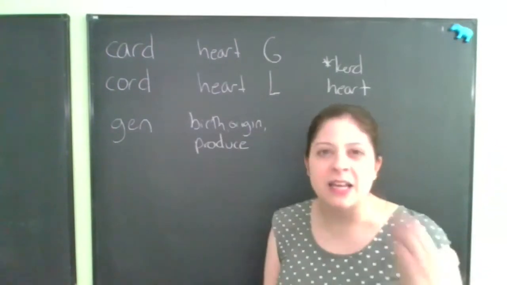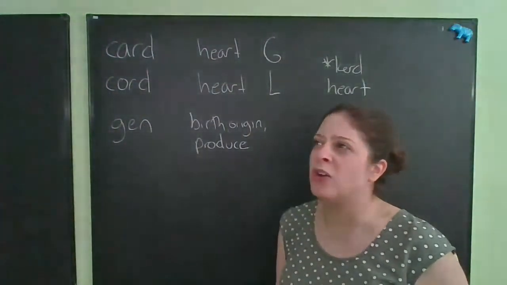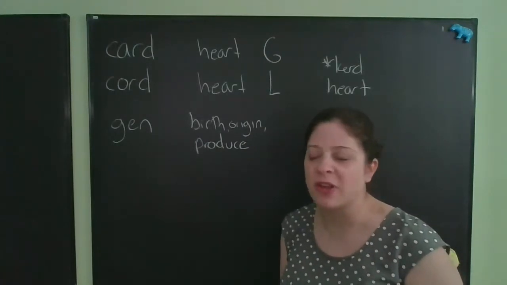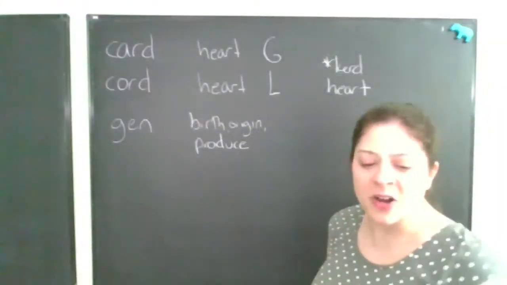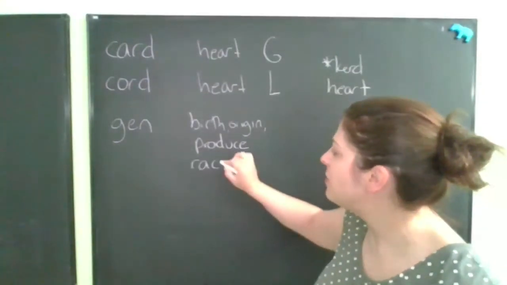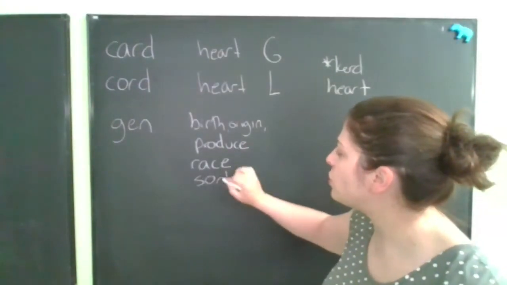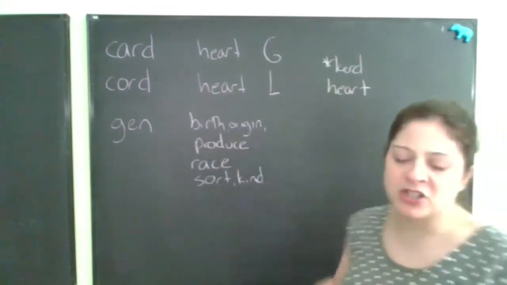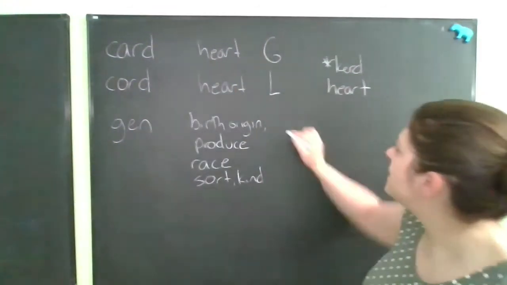Again, in medical and scientific terminology, you'll often see gen, geny, and genic at the end of words, meaning it produces something. It can also mean a race of people, or just a sort or kind or type of something. Something that has a similar origin is the idea behind that. And this is a Greek root.